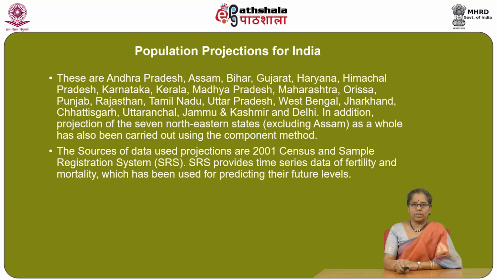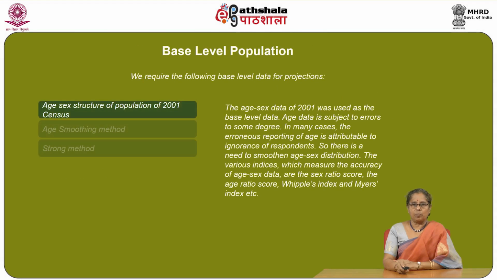In addition, projection of 7 northeastern states, excluding Assam, as a whole has also been carried out using the component method. For the remaining states and union territories, the mathematical method has been applied. The sources of data used are the 2001 Census and the Sample Registration System. SRS provides time series data of fertility and mortality, which has been used for predicting their future levels. We need base level population data for making the projections. We require the following base level data for the projections.